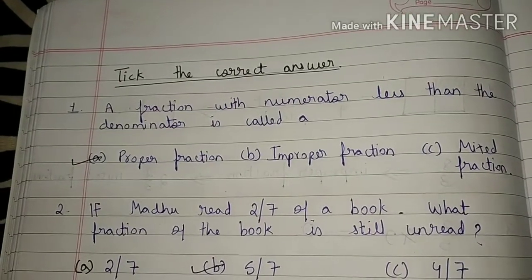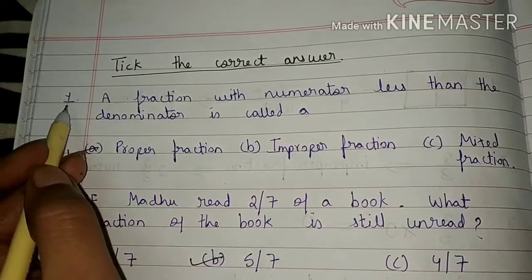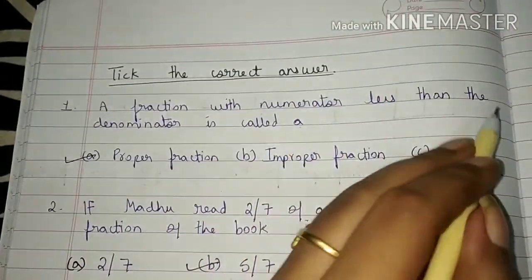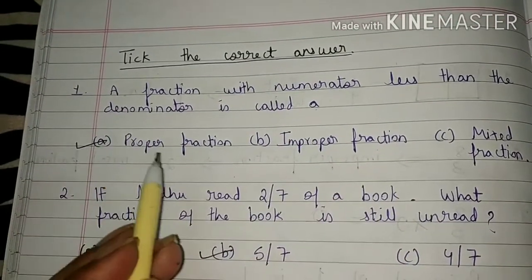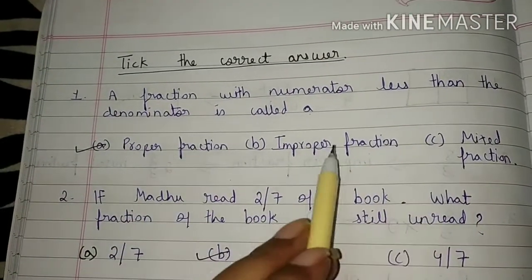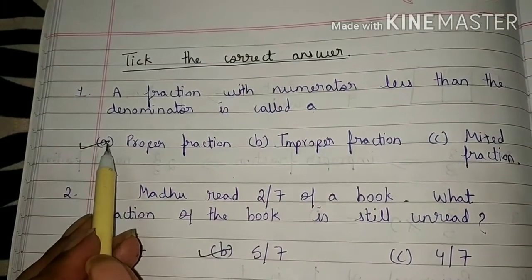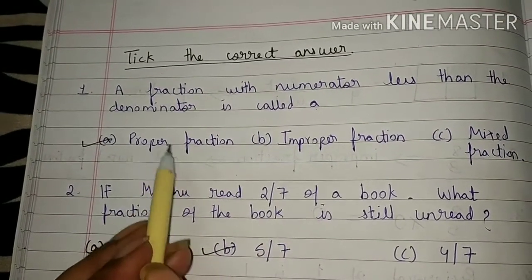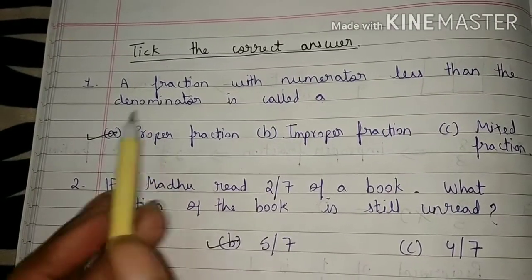Students, now we will do tick the correct answer. Question 1. A fraction with numerator less than the denominator is called a... Students, you can see here 3 options are given to you and you have to take the correct answer. Proper fractions are those fractions in which numerator is less than the denominator.